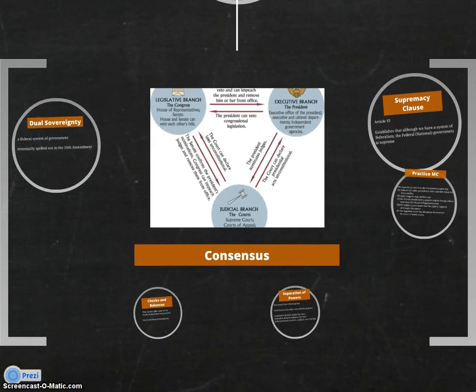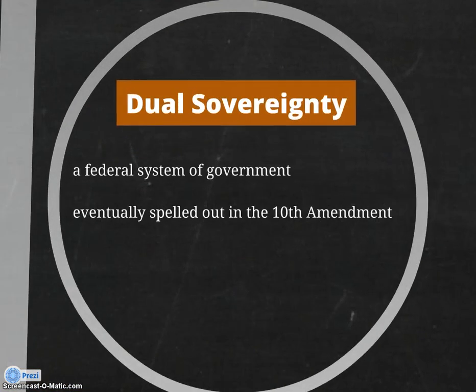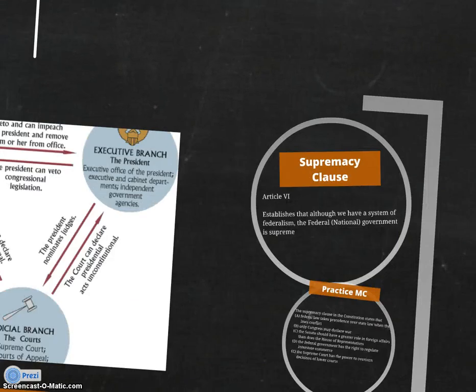So first we have consensus. We have a system of dual sovereignty, which is a federal system of government that allows for levels of government. That's why we call it a federal government. So we have the federal or national government, we have the state levels, and then the local levels. And this is eventually spelled out in the 10th Amendment that says anything not delegated to the federal government will be reserved for the states.